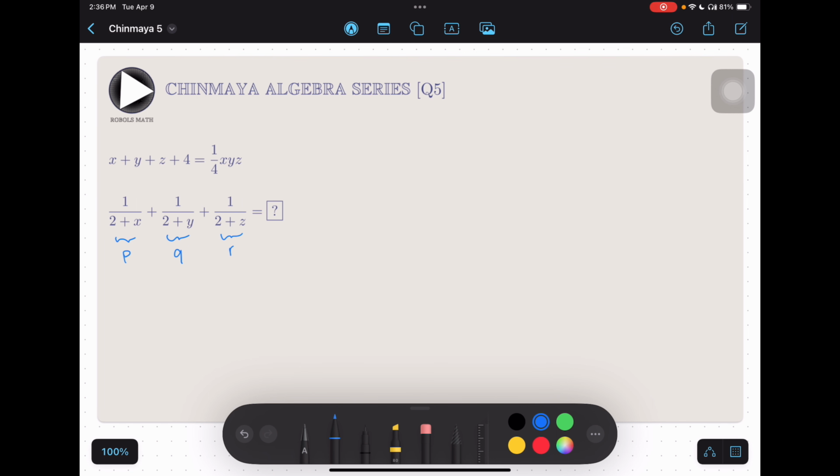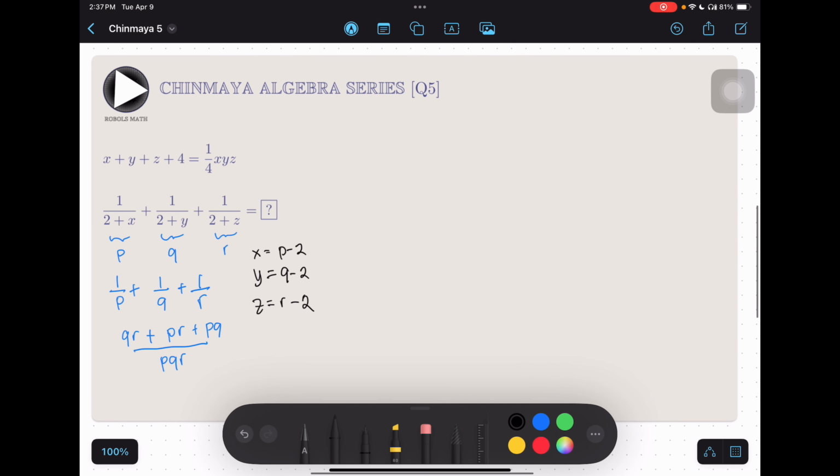Using this substitution, we are looking for the sum of 1 over p plus 1 over q plus 1 over r. And if we expand this, we get qr plus pr plus pq all over pqr. This is the expression we want in terms of p, q, and r. Now the given equation is in terms of x, y, and z. So if we make use of our substitution, x becomes p minus 2, y is equal to q minus 2, and z is equal to r minus 2.